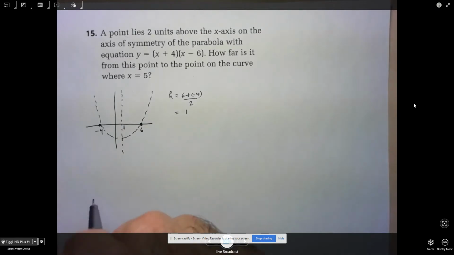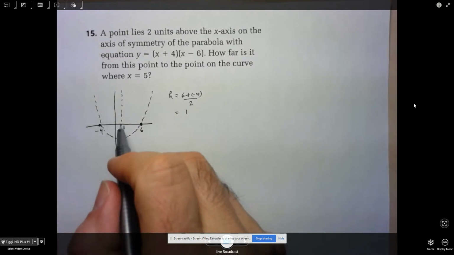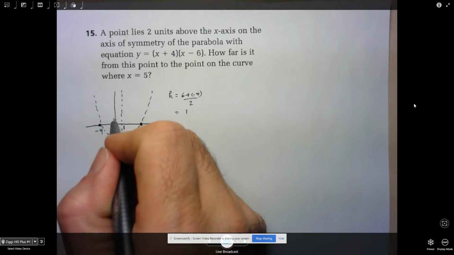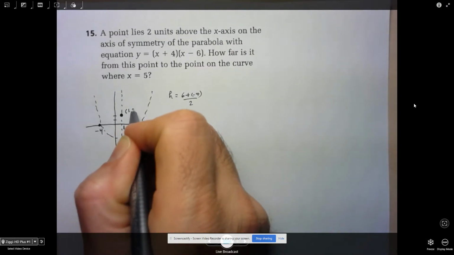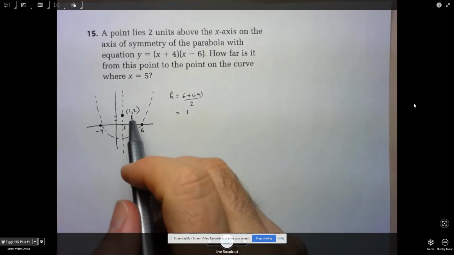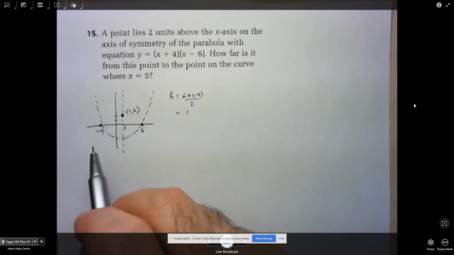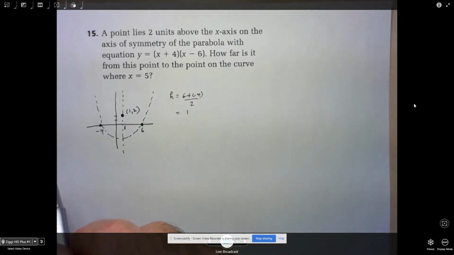So this is the line on which this point lies, and 2 units above the x-axis. So 1, 2. So this is the point that we're talking about. It's the point (1, 2). Now, we could have figured this out without drawing the diagram. I just find the diagram helps us decipher where exactly we're looking.